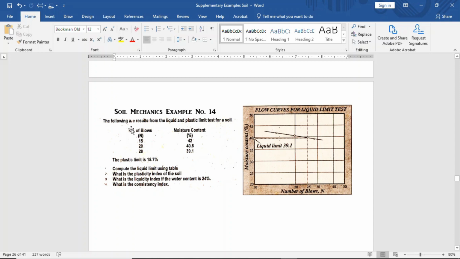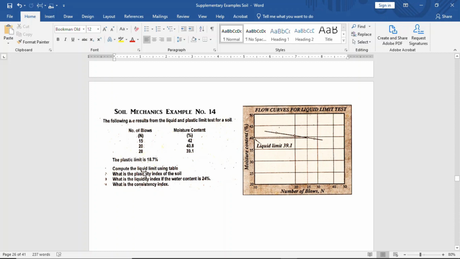Example number 14. The following are the results from the liquid and plastic limit test for soil. The number of blows, N, 15, 20, 28 respectively. So, the moisture content in percent is 42, 40.8, and 39.1%. So, the plastic limit is 18.7%. Compute the liquid limit using the table. What is the plasticity index of the soil? What is the liquidity index if the water content is 24%? And what is the consistency index?